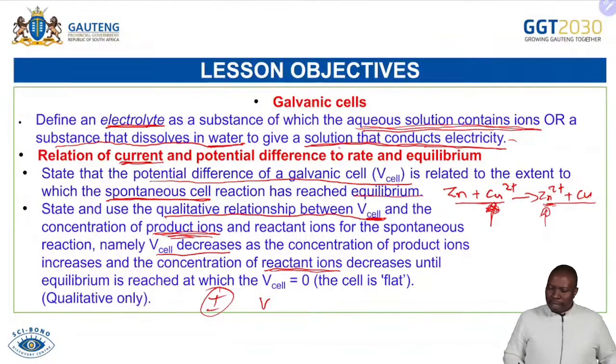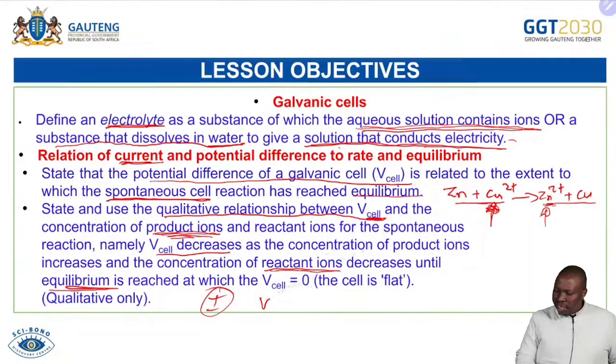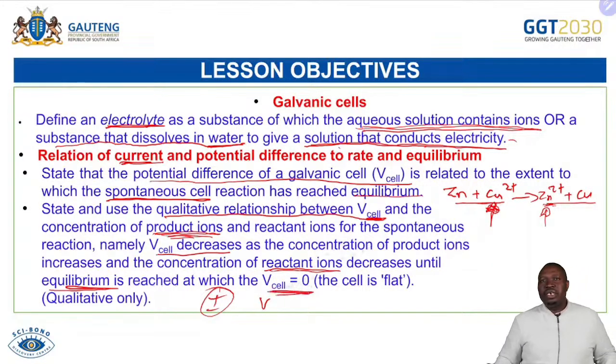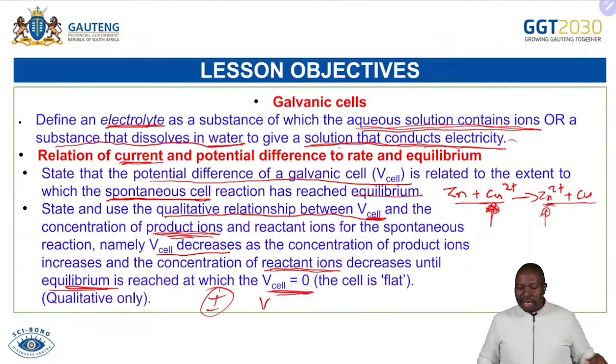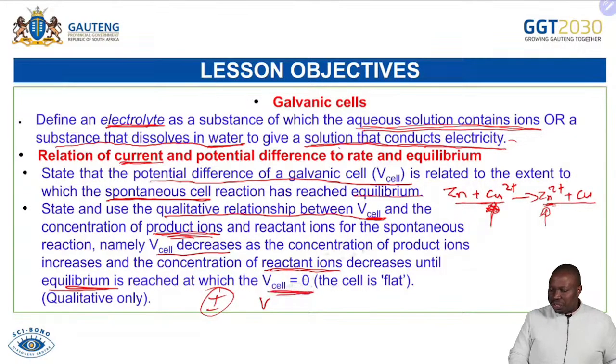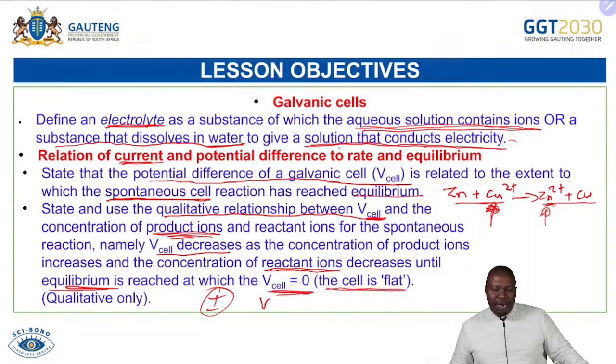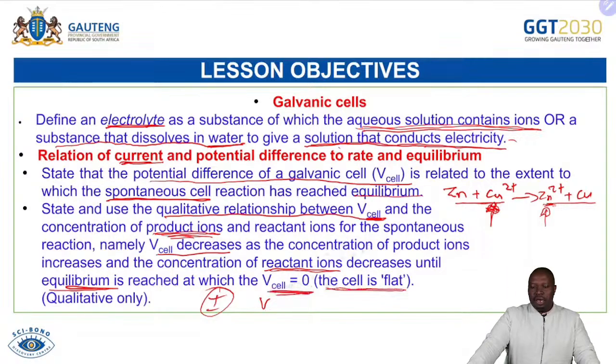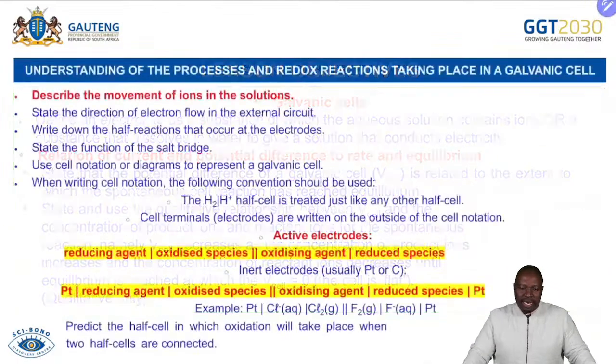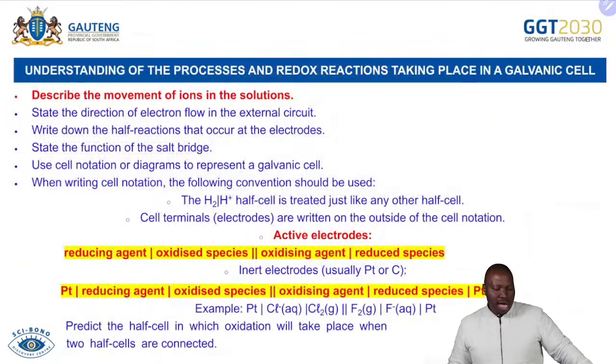And we are saying when we reach equilibrium, the V cell equals 0. So at equilibrium, the EMF is 0, and we say the cell is flat. So we're going to look at that as well. And it's a question that is asked: what happens at equilibrium? You have got to know that the V of the cell equals 0 volts, and then we are able to move. I hope that has laid a nice foundation for you as we start.